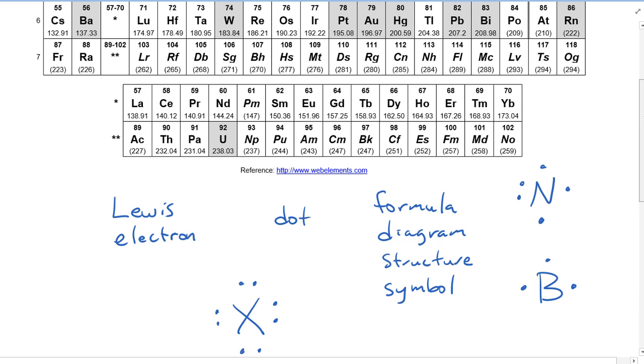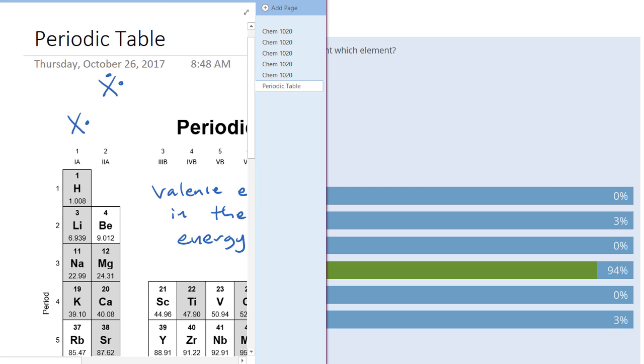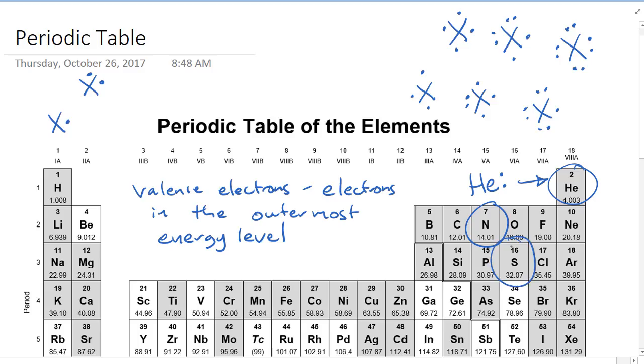And so again, come back here, we see sulfur right here under group 6A has 6 valence electrons. And if we had to write out the Lewis symbol for sulfur, we'd put in an S, and we'd surround the S with 6 dots. Just like that. Okay, any questions? Any questions?